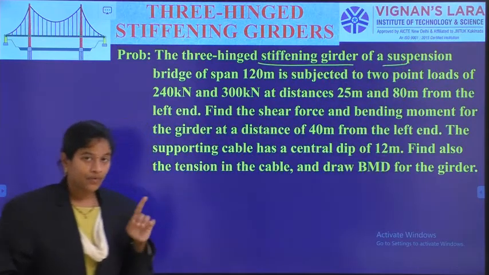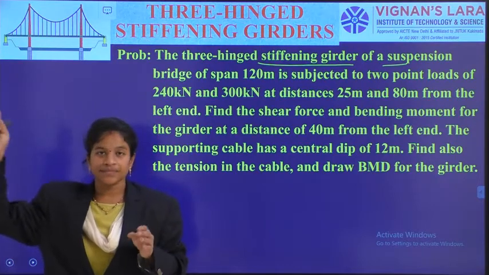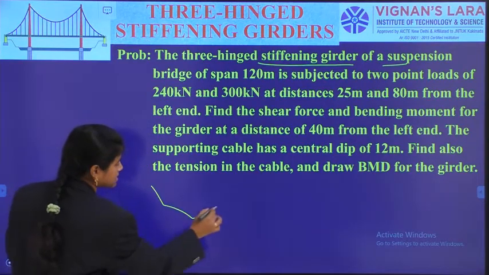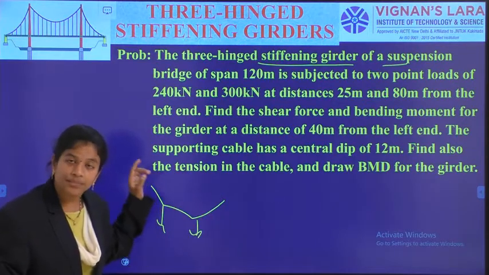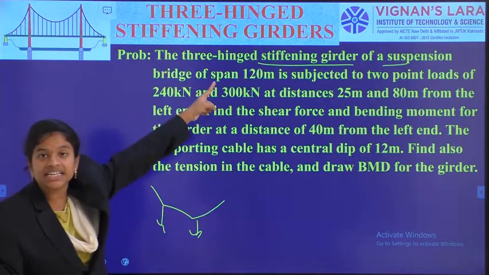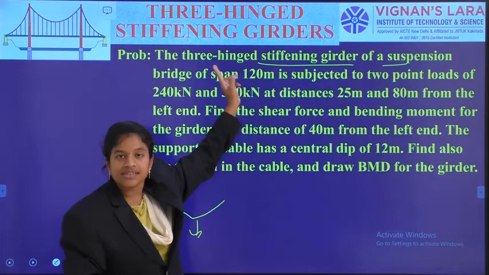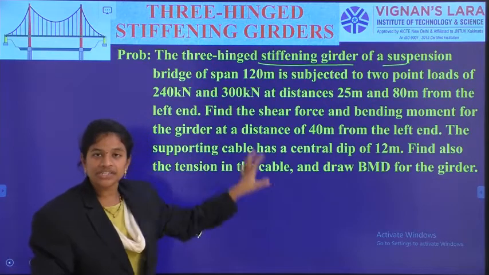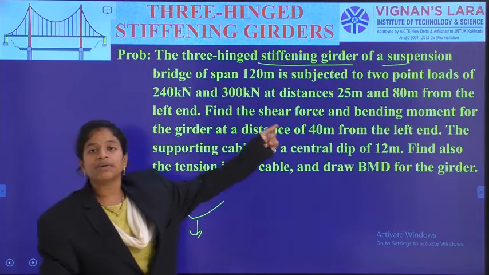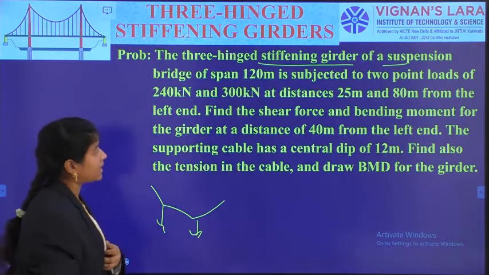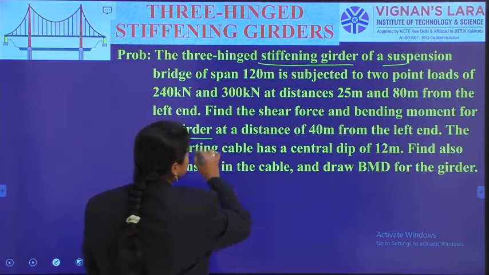See here, when they mention a cable with 2-point loads, that is the first condition. Initially we were given a cable structure with 2-point load application, so we have analyzed that part. But in the problem itself, in the first line, they are saying it is a suspension bridge type having a stiffening girder, and that suspension bridge is carrying 2 loads. Those are these values, located at these positions. And we need to calculate the shearing force and bending moment for the girder.